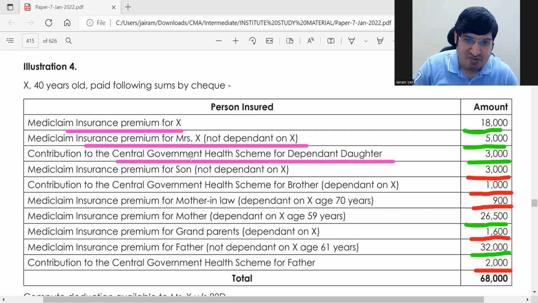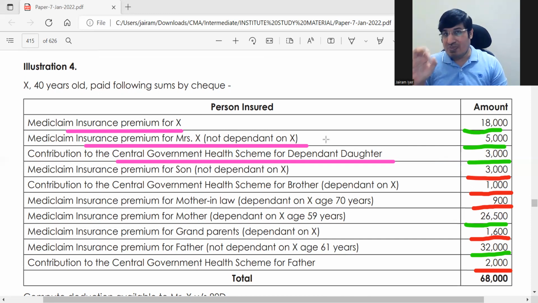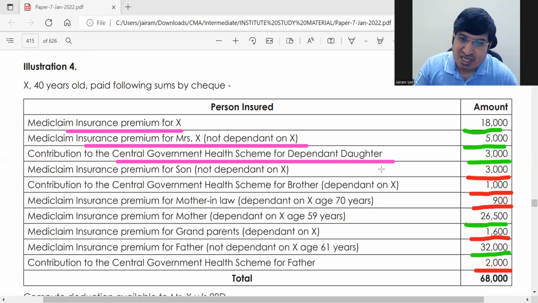All these first 3 points are for the very first point, for his own nuclear family, correct? And we have not been told that any of them is a senior citizen. Normally, the children quoted here will not be senior citizens, unless it is mentioned that they are. So in these 3 cases, 18 plus 5 is 23, plus 3 is 26. It's 26,000, gone over 25,000.